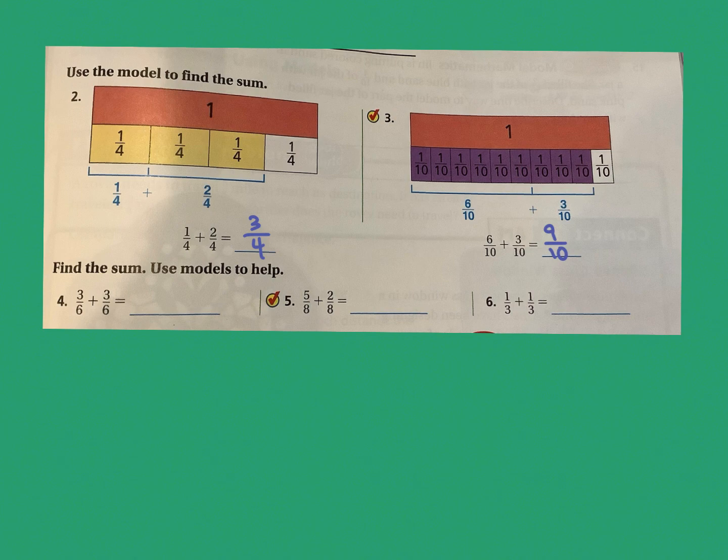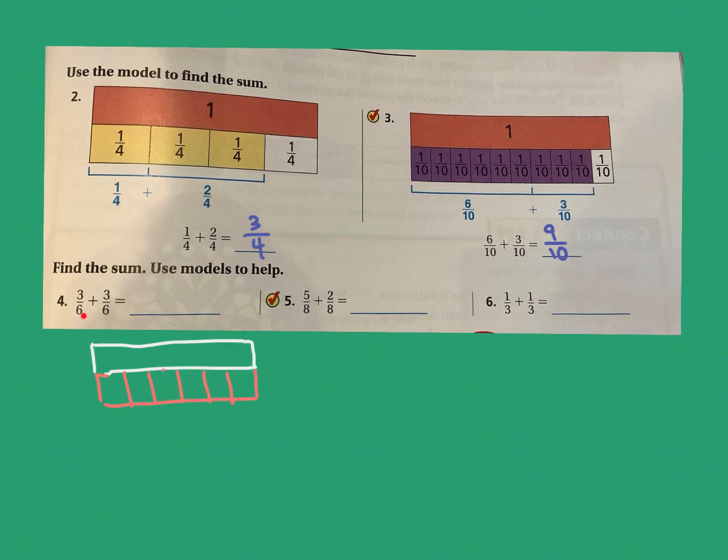Denominator stays the same. On these, some of you may not need to model, because your denominators are all the same, cut up the same way. Some of you may not need to model this at all. You can go ahead and pause and fast forward through my models and check your answers. If you need the models, I'm going to model those too, just so that those people whose brains are still getting the hang of it can see it.